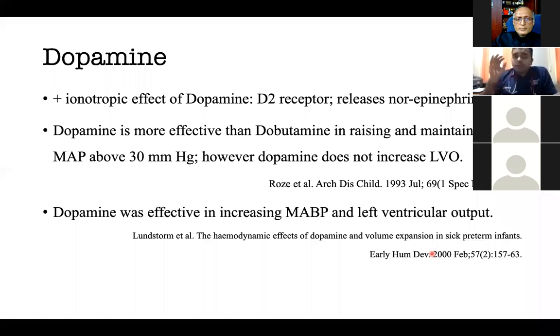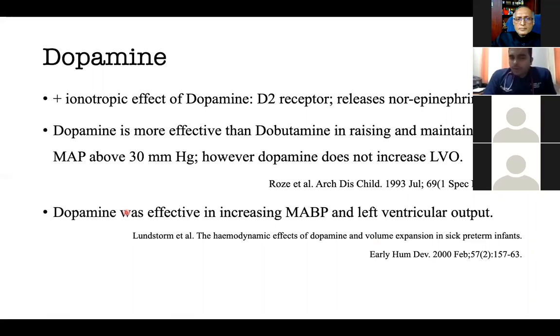So the positive inotropic effect of dopamine acts on the D2 receptor, and it also acts on alpha-1 and releases norepinephrine. Compared to dobutamine, it is more effective in raising and maintaining MAP above 30 millimeters of mercury. But the predominant action on the heart is by dobutamine, although dobutamine has no action on the alpha peripheral vessels. So dobutamine is more of an increased contractile force, inotropy and chronotropy, whereas dopamine is more effective in increasing blood pressure by increasing the SVR, systemic vascular resistance.